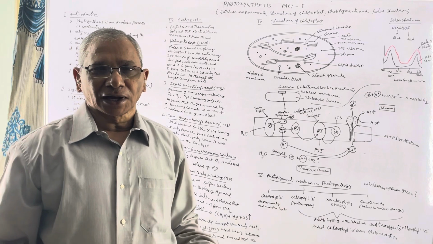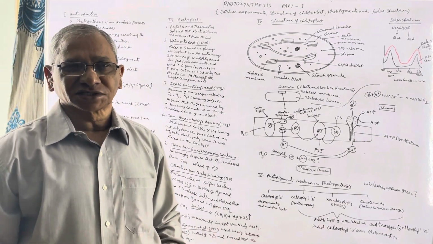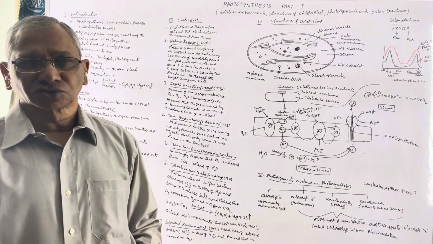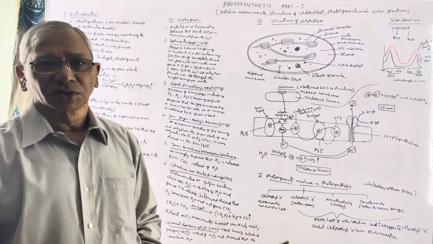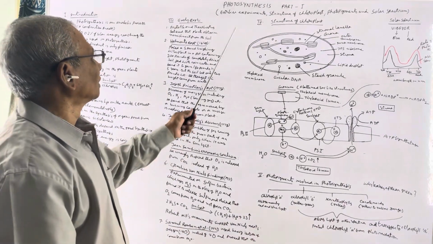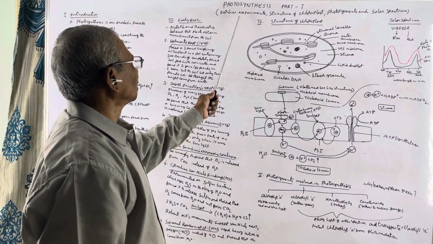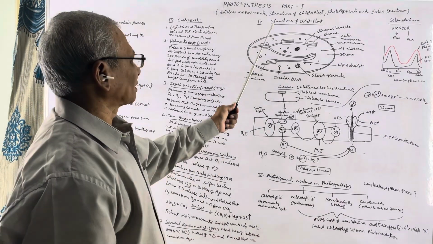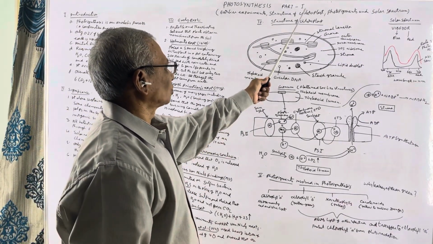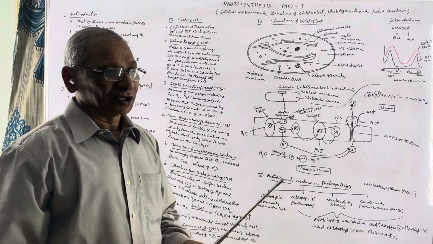Today, I am taking up the topic photosynthesis. Photosynthesis is a very big topic, so it is divided into three parts. Today, I am going to talk about the first part of photosynthesis. It includes earlier experiments, structure of a chloroplast, photopigments and solar spectrum.